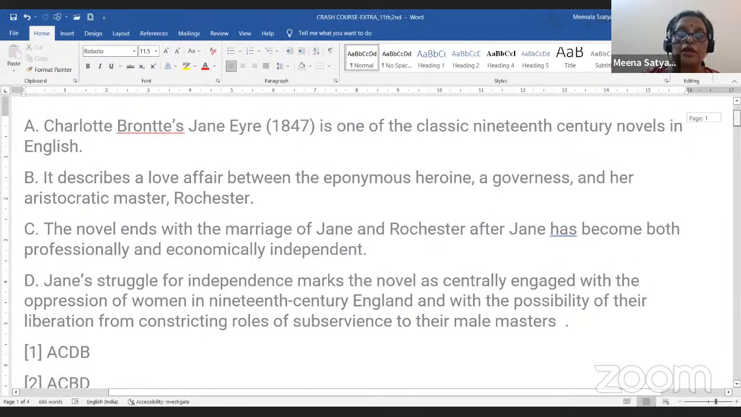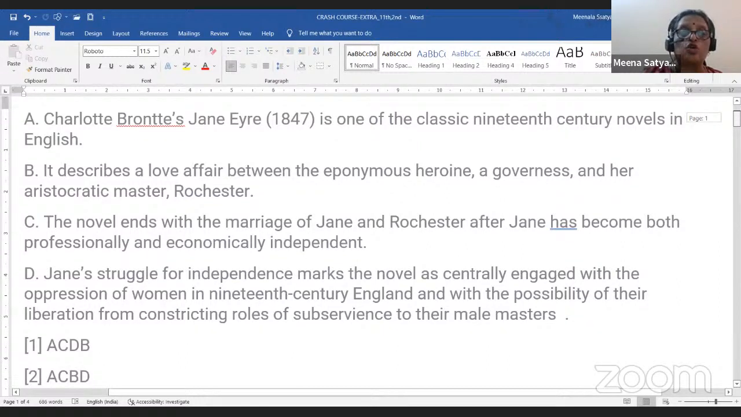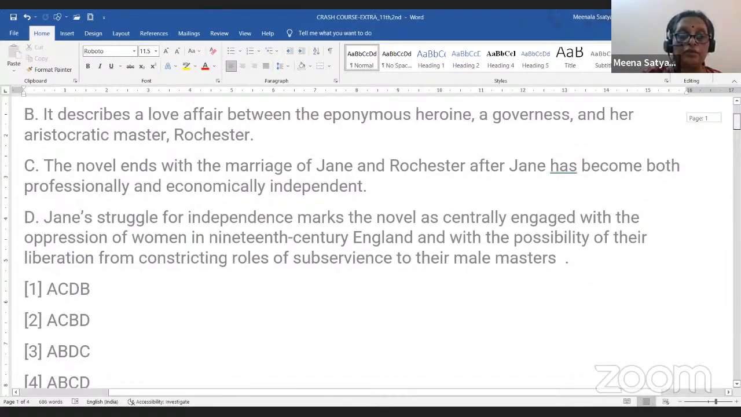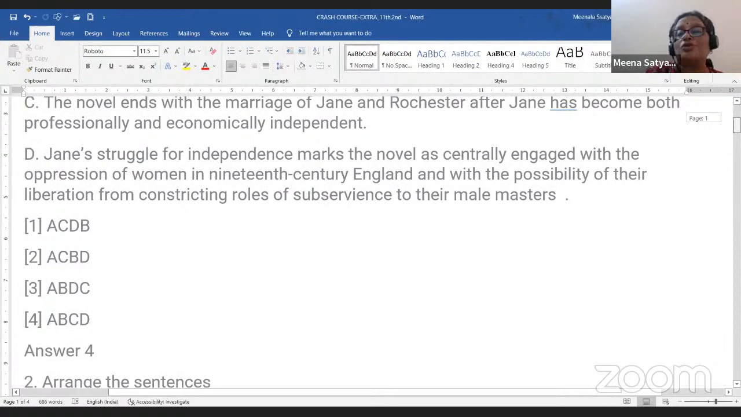Now can C be there? The novel ends? No. So first option is gone. Second one is again gone because it says C is second. C can't be second. Third option, B. It describes a love affair. Okay, fine. Let's think. Then fourth, it says it marks this thing. No. So this will be correct automatically. ABCD, answer is 4. The sentences have been arranged in that manner.